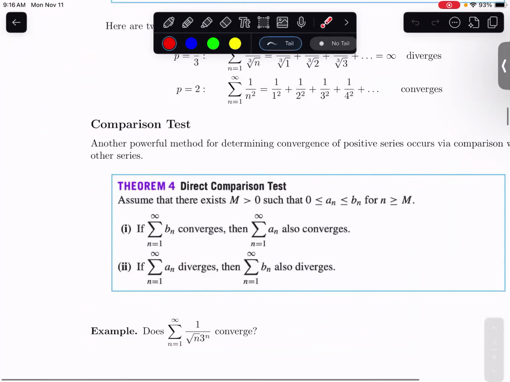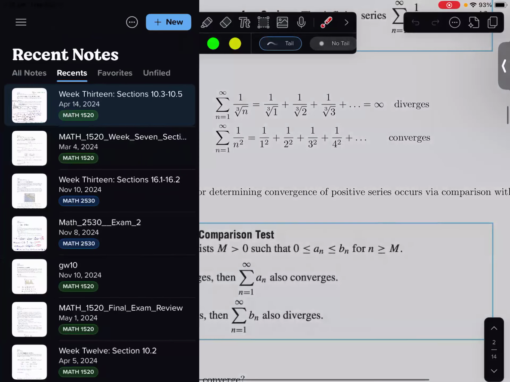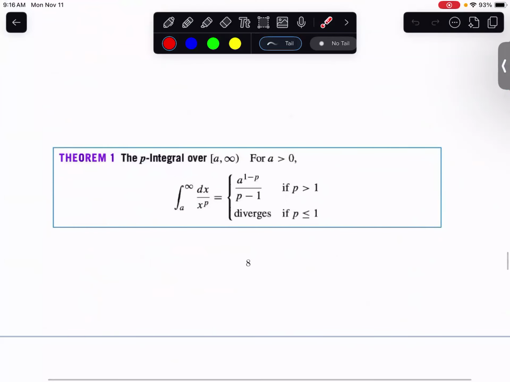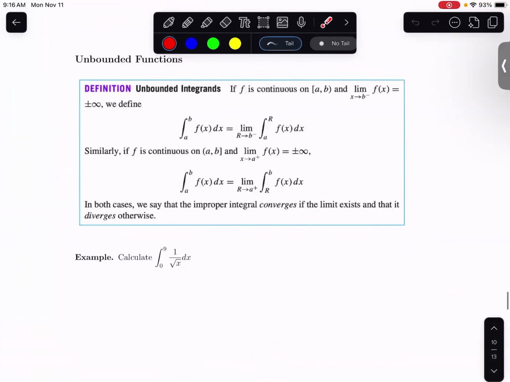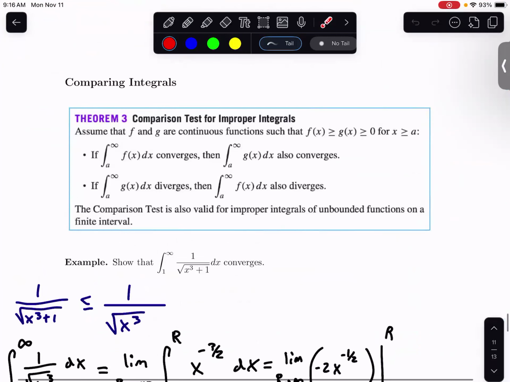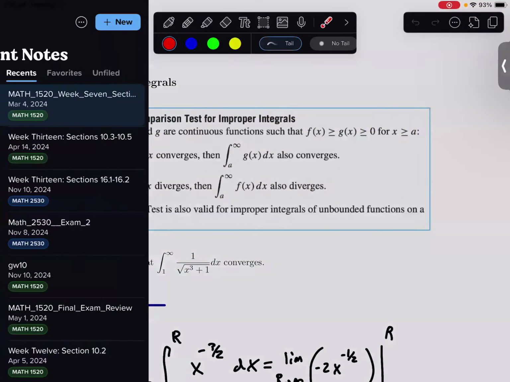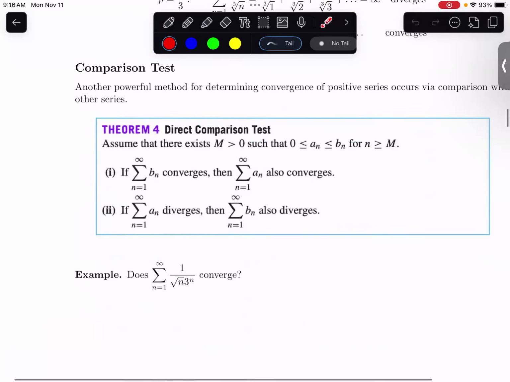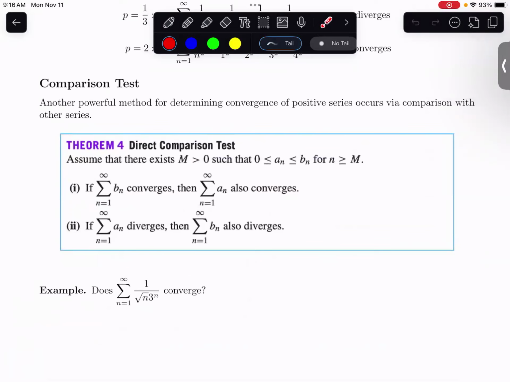And with this comparison test, I don't want to think too much in terms of integration, but we should be thinking of the comparison test in terms of series. It's really like the comparison test that we had for improper integrals as well, at least it's the same idea conceptually. So this is going to be a really useful method for determining convergence of a positive series, i.e. all the terms in your sequence are greater than 0.